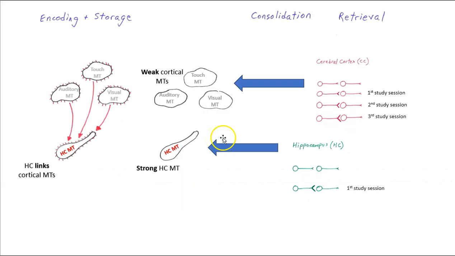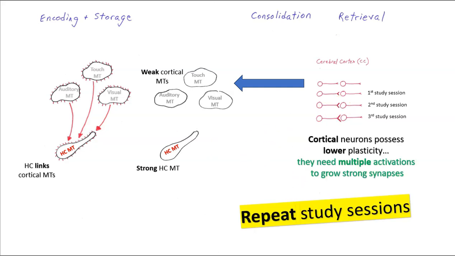All right, so in a previous lesson, we did learn that cortical neurons and hippocampal neurons seem to have different levels of plasticity. Cortical neurons had lower plasticity, hippocampal neurons had higher plasticity. And this has an important implication for our studies. We've got to repeat our study sessions. Why is that? Because the cortical neurons, that's the long-term memory system, with low plasticity, it means that we have to activate them multiple times. We have to study multiple times to give the brain an opportunity to grow these synapses really nicely and strong, so we have strong cortical memory traces.